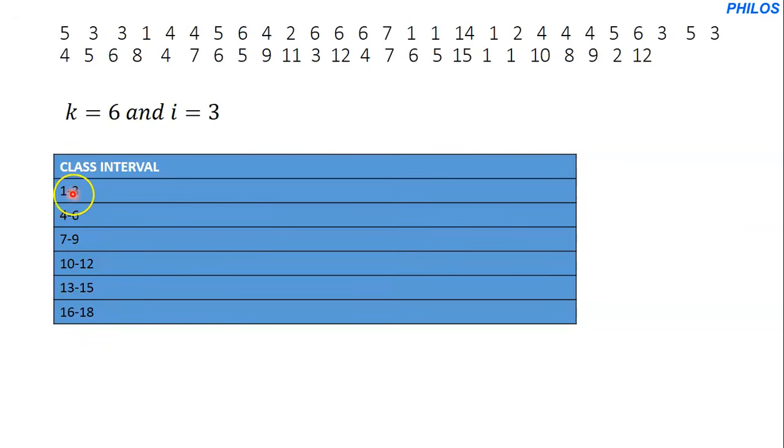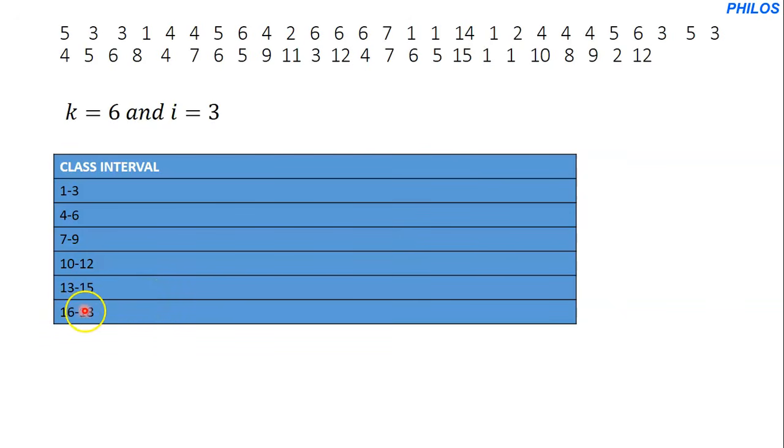We count all values from 1 to 3 here, and then write it as a frequency. Are you with me? When you look throughout the table, you realize that class 16 to 18 will be useless. What will make it useless? When you look at the raw data, there's nothing like 16, 17, and 18 there. So it will become useless. But we need to use all the 6 classes.